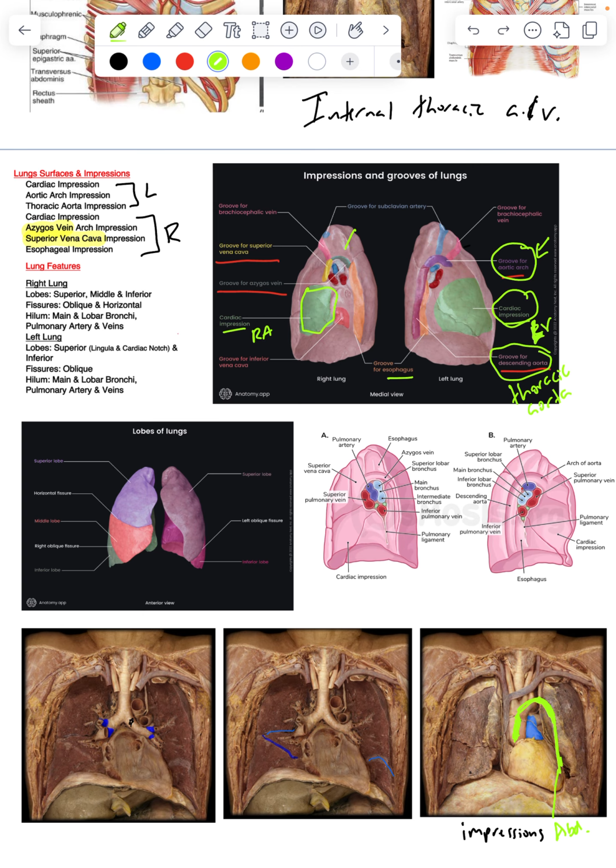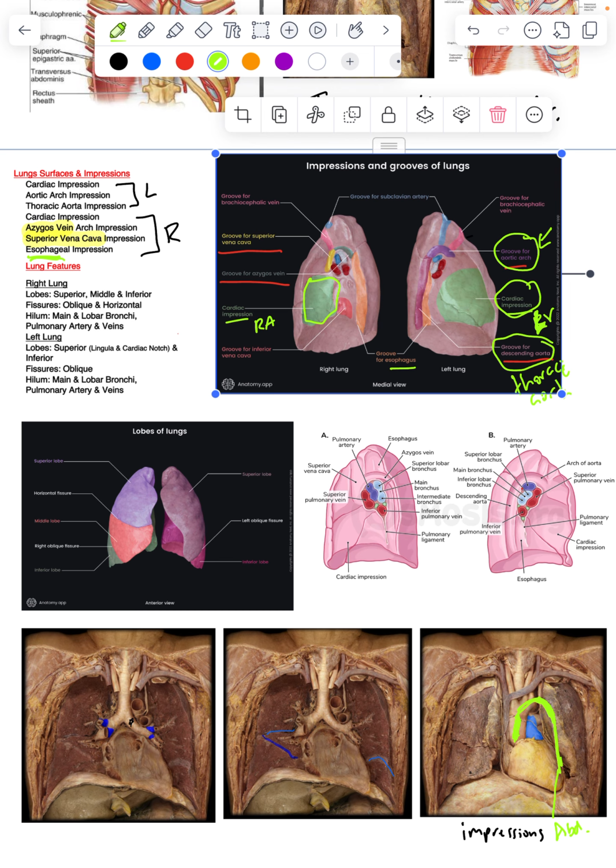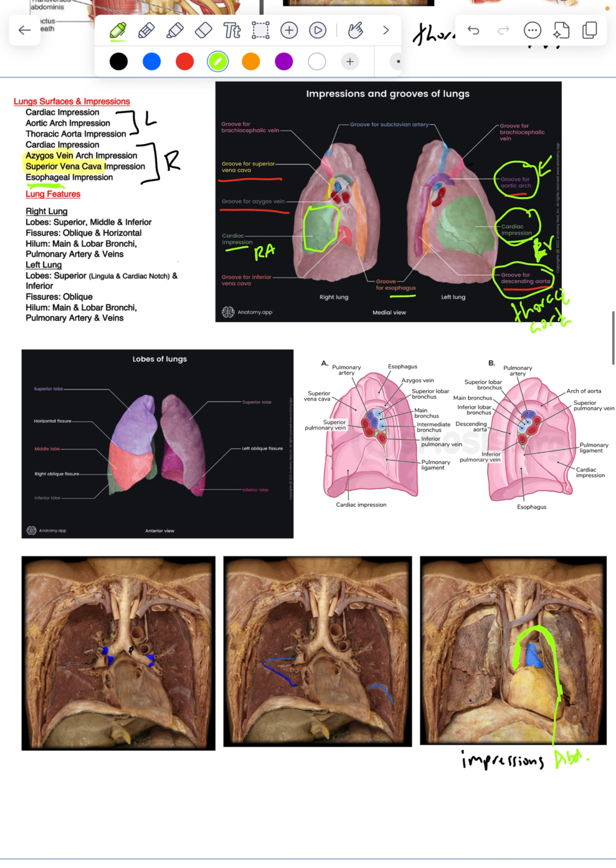And then they both have an esophageal impression, but she only has it specified here on the right lung. So this right here and this right here, this orange one, are both a groove for esophagus, but you can see it more on the right lung. So right lung is going to be cardiac impression, esophagus or esophageal impression, and then the two key ones are azygous and superior vena cava. If she's going to ask, it's most likely going to be azygous, superior vena cava. On the left side, it's the main heart ones. So you have your cardiac impression from the left ventricle, you have your aortic arch, and then you have your descending aorta.